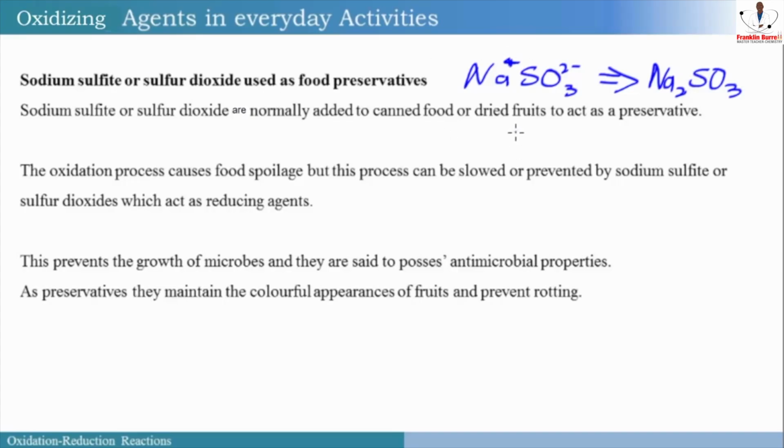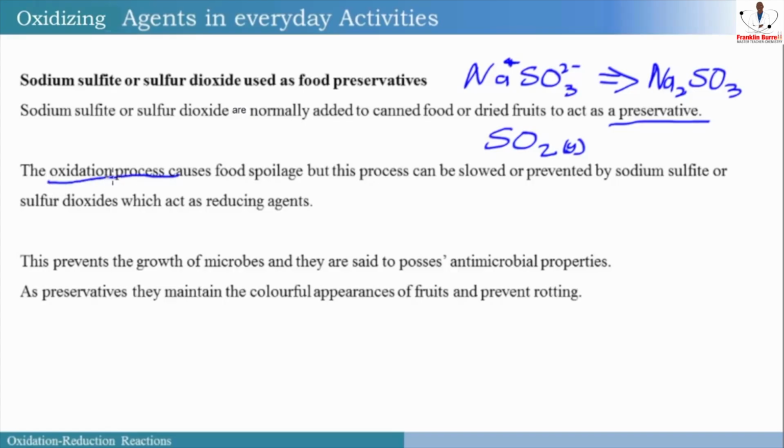Now, sulfur dioxide is also another reducing agent, SO2. And now this is a gas. So sodium sulfite or sulfur dioxide, they are normally added to canned food or dry fruits to act as a preservative. Now, you should understand that when food spoils, it is because of the process of oxidation.